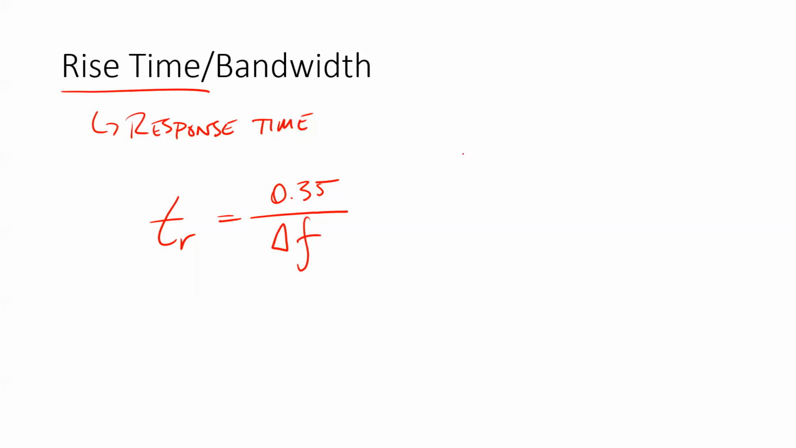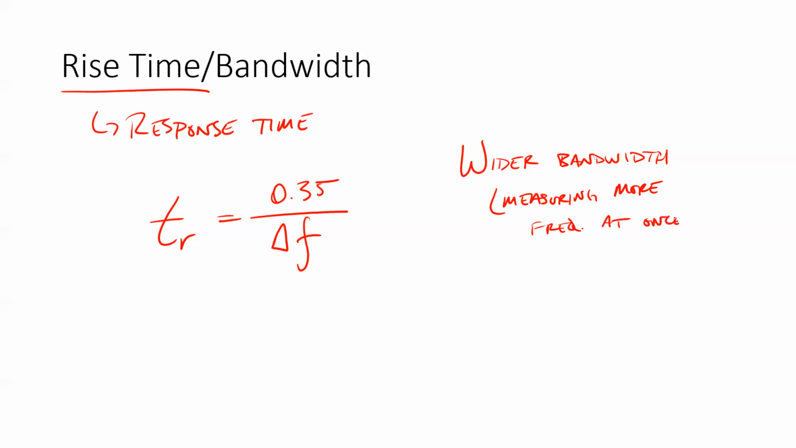And so if we are interested in a larger, wider bandwidth, I remember a wider bandwidth means we're measuring more frequencies at once. That's an important part of this. If we change frequencies and take another measurement, the bandwidth doesn't increase. It's measuring all these frequencies at once. So if we have a wider bandwidth, what happens to our rise time? Decreases. Yeah. Right.